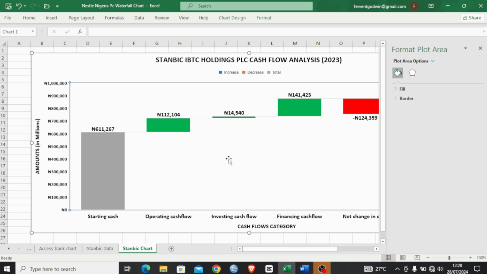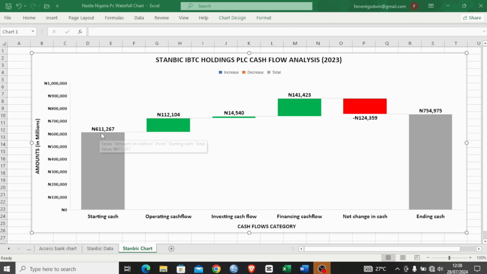So that's basically all for the cash flow analysis for 2023. I hope that this has given some light. We saw that they started with 611 billion and ended with 754 billion. That's a difference of about 130 billion. So I don't think that's bad for a company for the year.